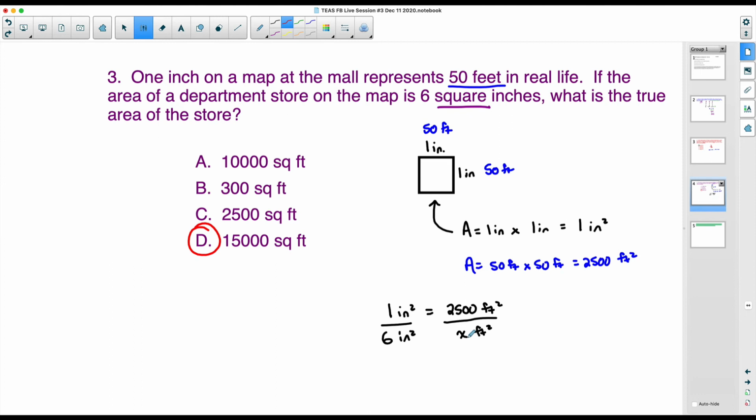Now, some of you might have known automatically, maybe. Those of you that did answer this question correctly, once you know that 1 square inch is 2,500 square feet in real life, since you have 6 of those square inches, all you really have to do is multiply by 6. So, just a different approach there.